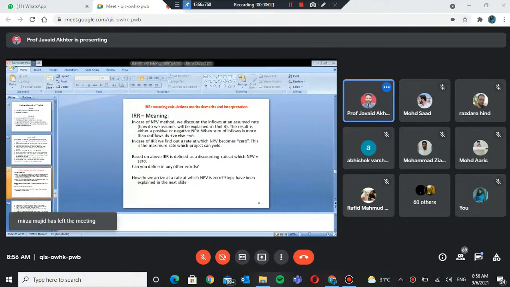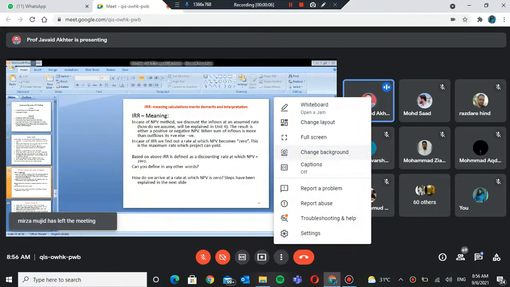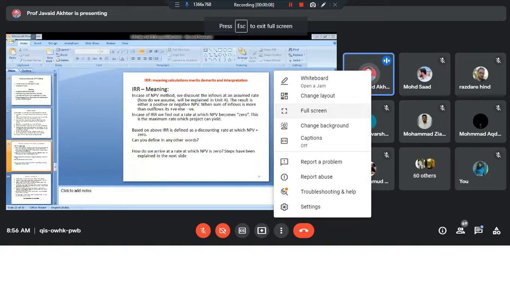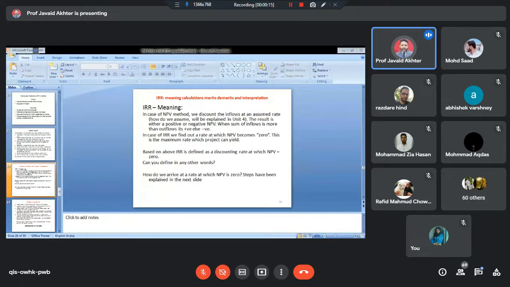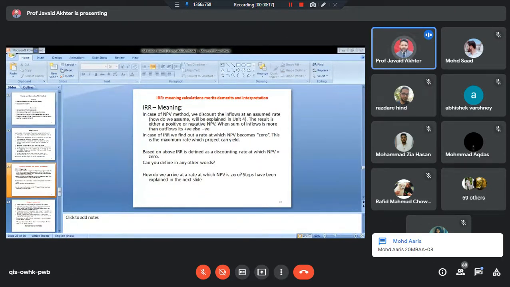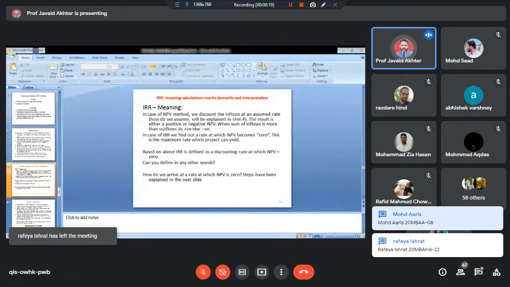That means that rate will not be given. That rate we need to find out. Then how do we find out the rate? If we know the procedure, we will come to know what is IRR. Now read the subsequent part of IRR.